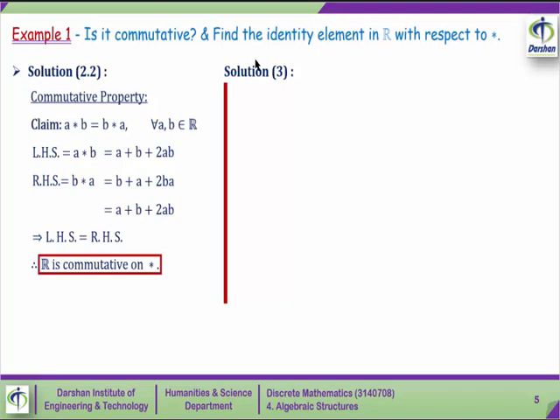Now we find the identity element in R with respect to star. By definition, there exists E belongs to R such that A star E is equal to A. This property holds for every A belongs to R. Hence, E is called an identity element. So A star E is A plus E plus 2AE is equal to A. A and A are cancelled, which implies 2AE plus E is equal to 0.